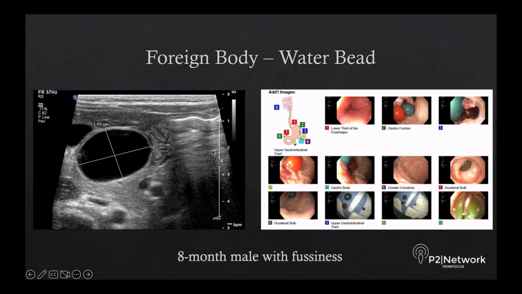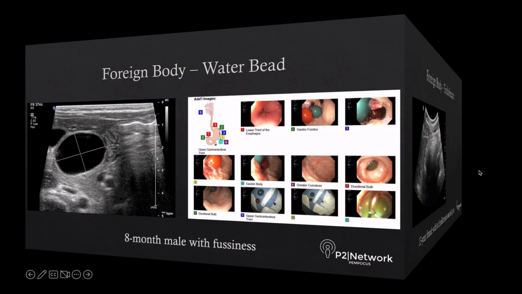Here you can see you've got what is likely the gastric body with air. The pylorus sitting here. You've got your rounded foreign body that's likely sitting in the duodenal bulb. You've got liver and gallbladder sitting here. This patient ultimately underwent endoscopy and had multiple water beads found, including within the gastric body as well as a duodenal bulb, as you can see right down here.